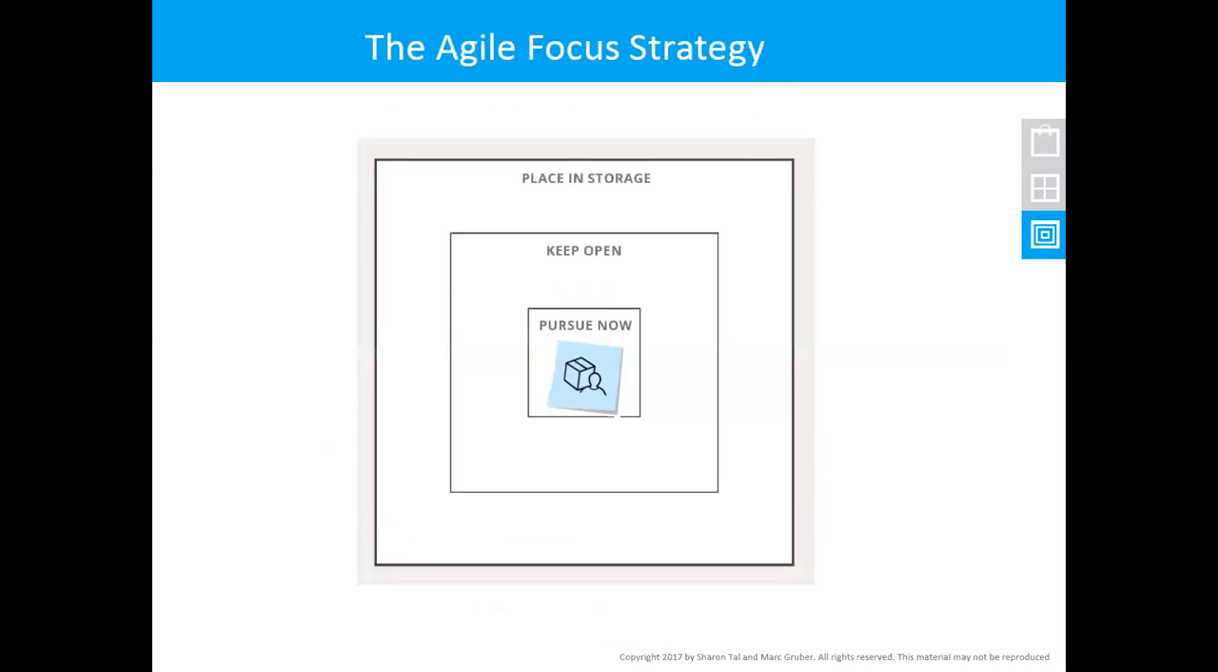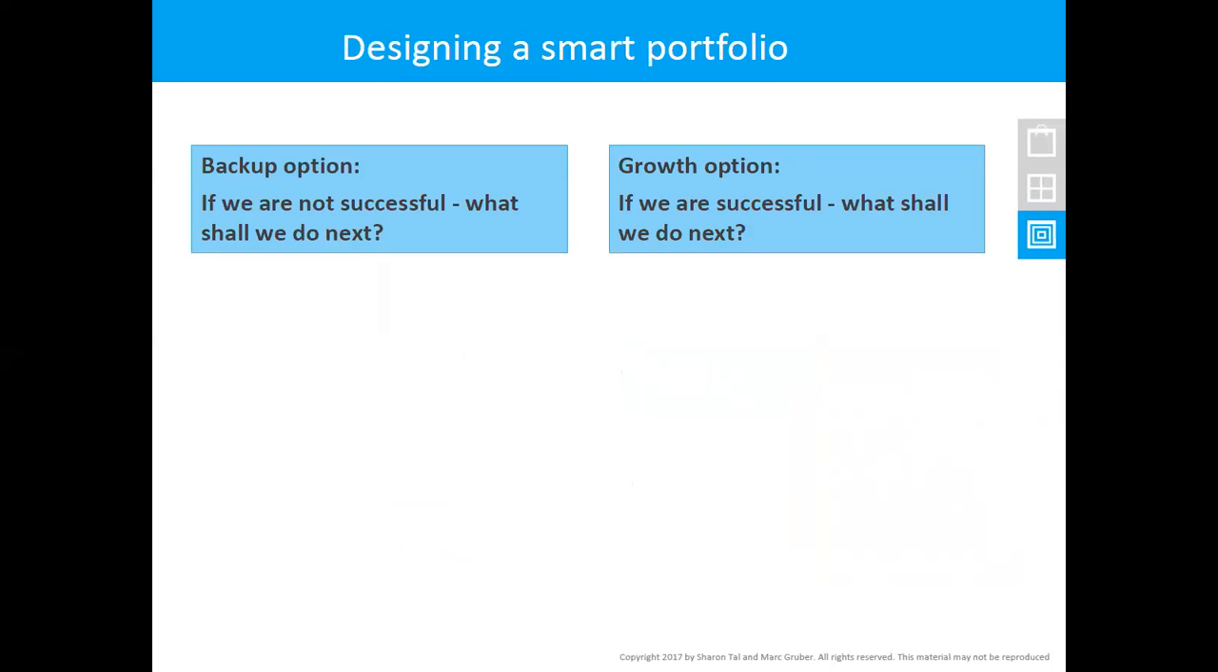The agile focus strategy, the last step of the navigator, helps you to clearly define your primary path, your primary opportunity, the one that you will pursue now, but also define the options that you will keep open for future backup or growth, and define those that you will place in storage and do nothing about for now. Just like Steve Jobs said, one of the hardest parts in focusing is saying no to some ideas. How do we do that?